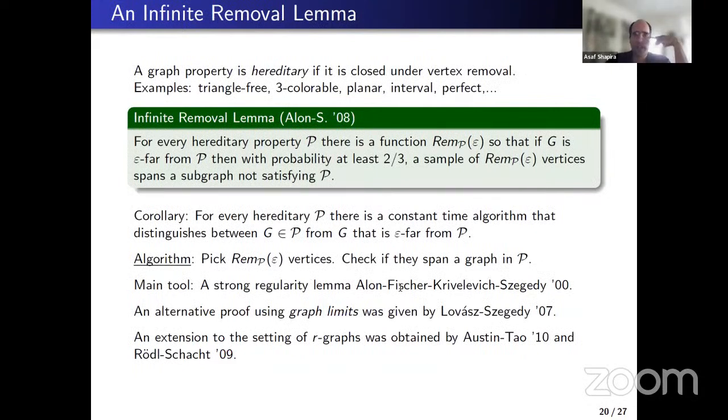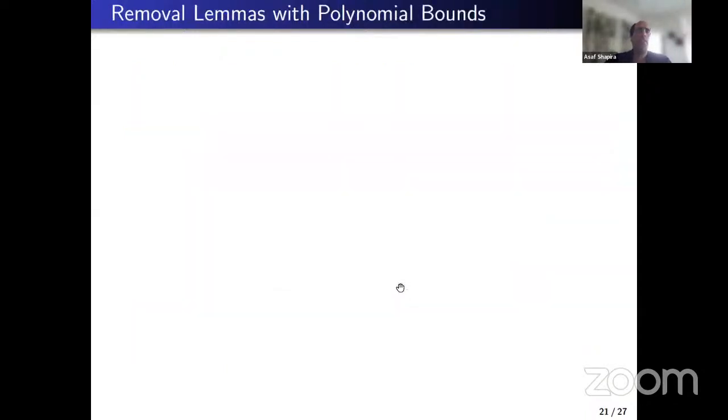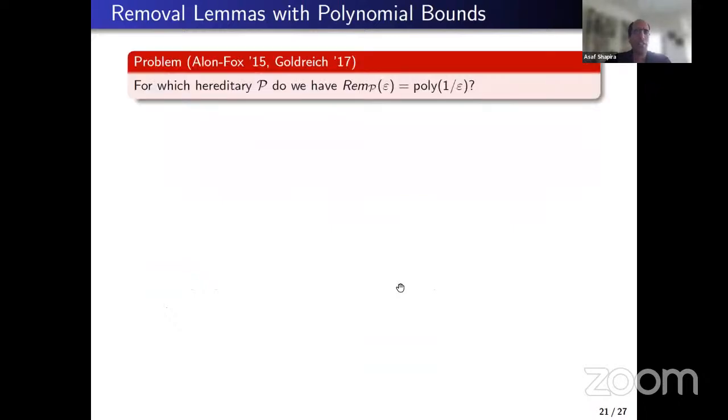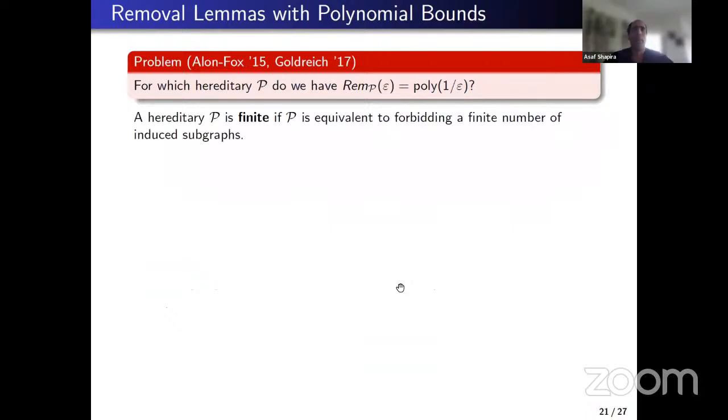I should mention that the bounds that we get here for this infinite removal lemma are of course even worse than tower type. In general, this function might not even be recursive, but these are not very interesting cases. But it's natural to ask for which hereditary properties we can obtain polynomial bounds for the removal lemma.